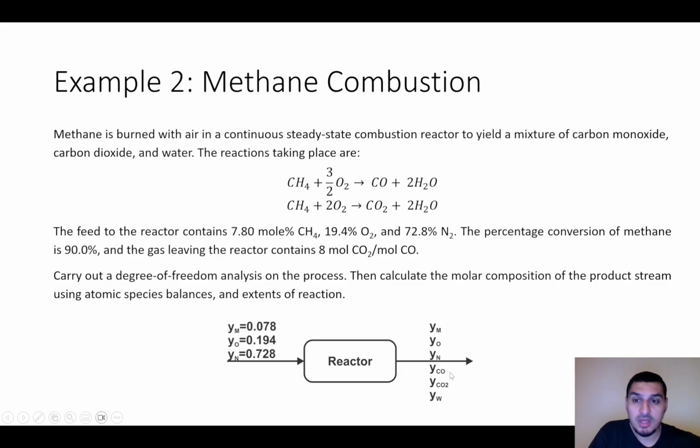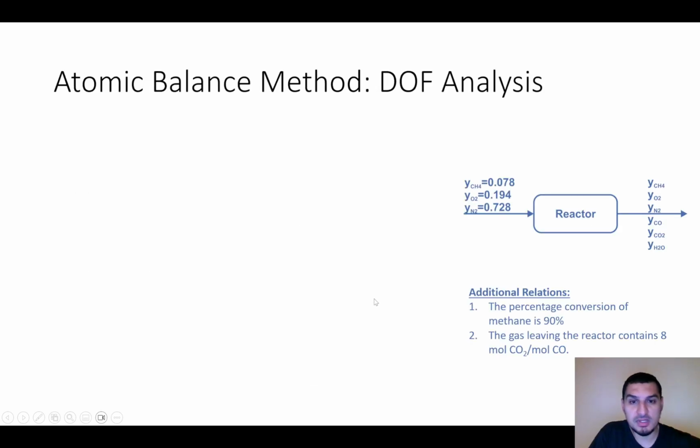product stream. We need to carry out degrees of freedom analysis and then calculate the composition of the product stream using the two methods, the atomic balance and the extent of reaction. So we will start with the first method, which is the atomic balance method, and here we have the flow sheet with all the variables, and I put the additional relations as text. I'm not converting them into equations now, but I have them as relations.